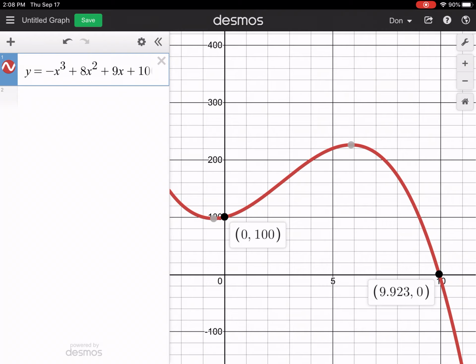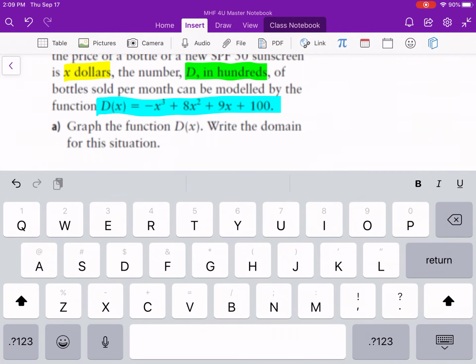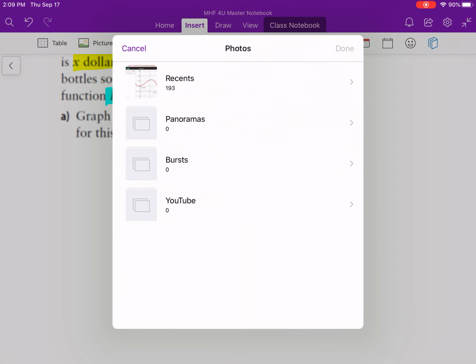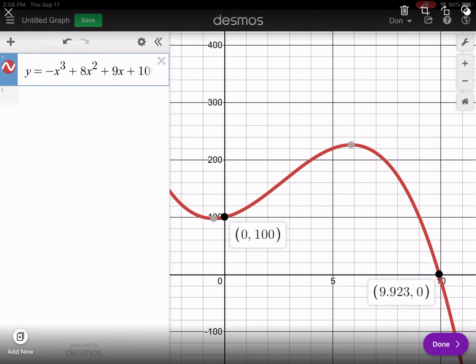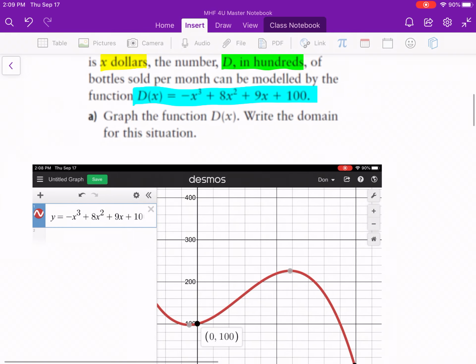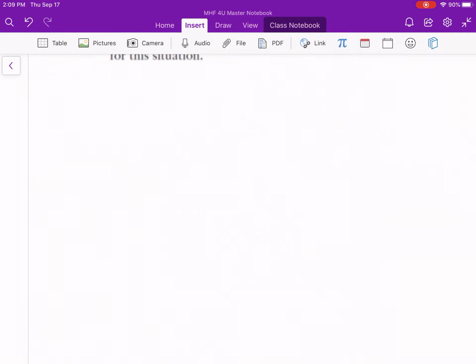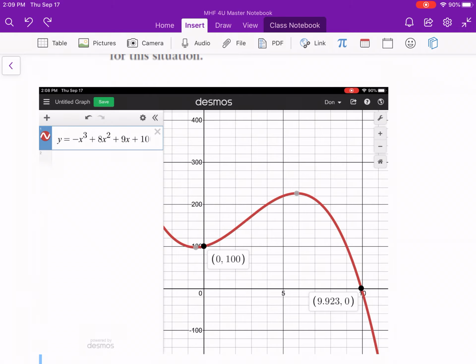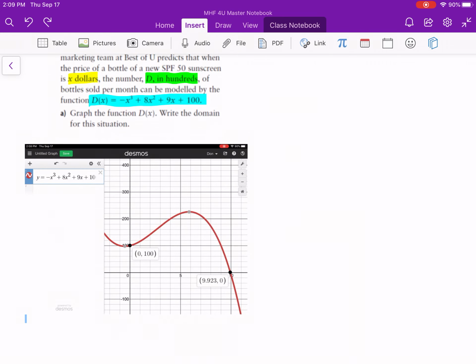So maybe I'll take a picture of that, and then I can insert it into our OneNote so that we have it for reference. Okay, there it is. Didn't mean to do that, it's disappeared. I'll bring it back. Alright, I'll leave it like that. Alright, so there it is. And we will write our domain now.